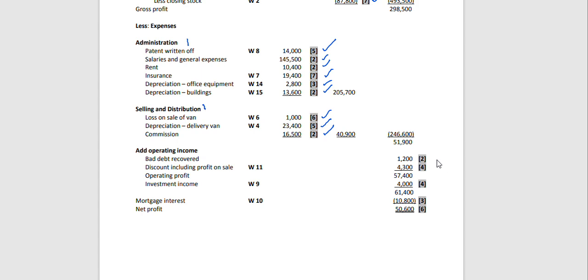Here were our gains, our other income: bad debt recovered, and discount, including profit on the sale. So that was discount, we had a note on that. We have investment income, we have a note on that, and we have mortgage interest, a note on that. As you can see, the final answer gets you 6 marks, 50,600. But all of these notes we have.